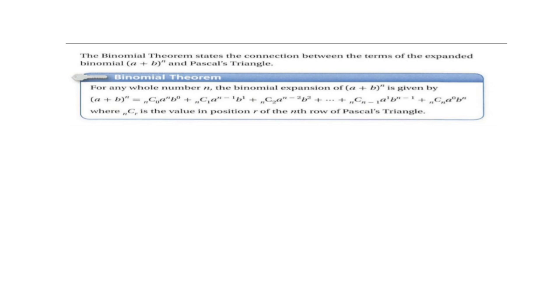All right, now to help us make use of this Pascal's triangle, we use something called the binomial theorem. And it states the connection between Pascal's triangle and expanding the binomials. Right, so we use x and y, but they use a and b. It doesn't really matter, right?